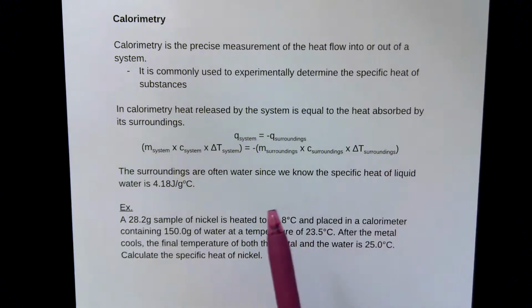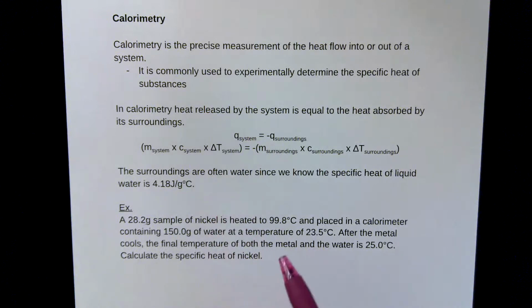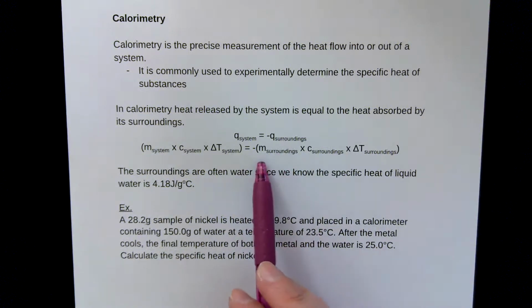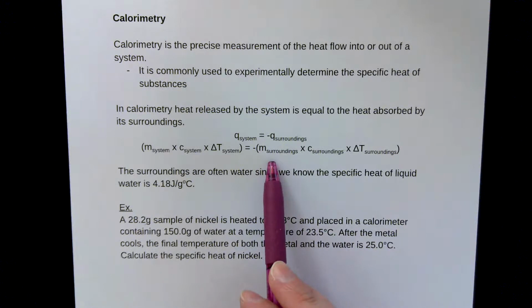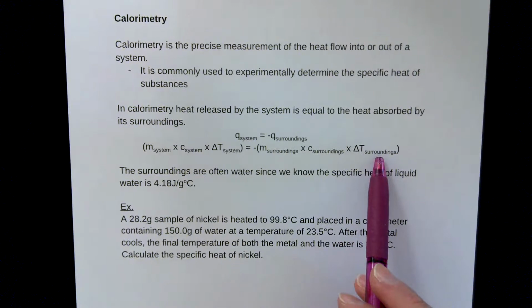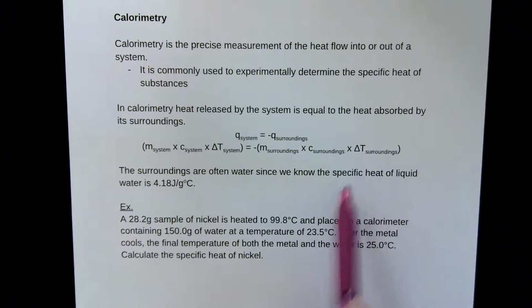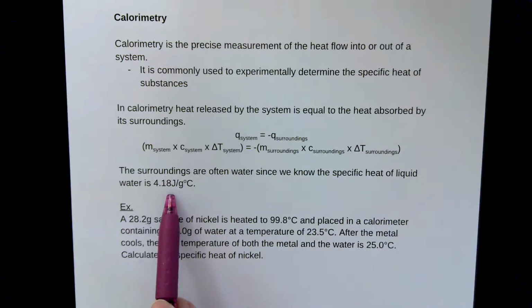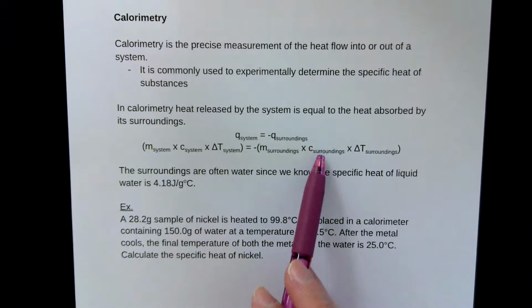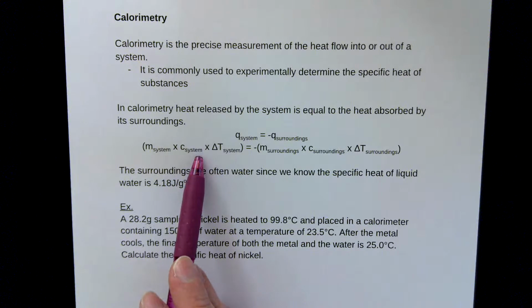Now, a lot of times we use water as the surroundings. So a calorimeter is a device in which we can place a known amount of water, in other words, a known mass of water, and we can take its temperature to find the initial temperature. And then, because we know the specific heat of liquid water is 4.18 joules per gram degree Celsius, we can plug that in and then find the specific heat of our substance or our system.